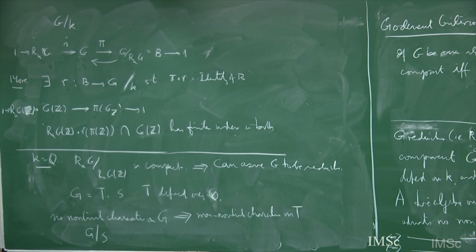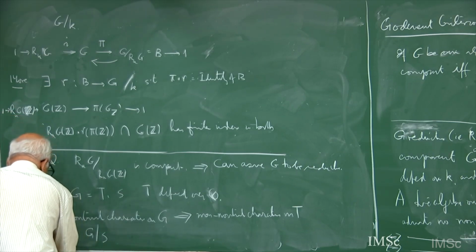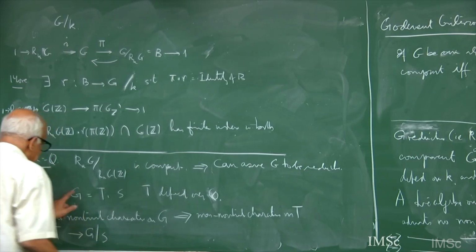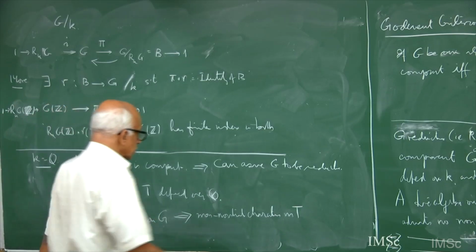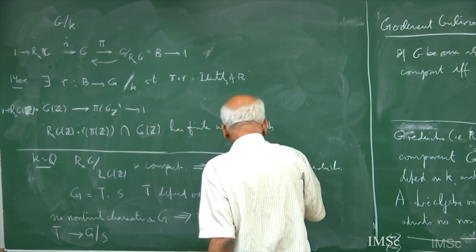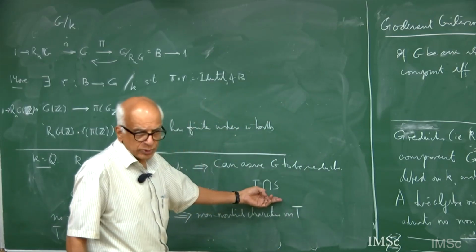I look at G by S. This is the quotient of T. T is contained in G. I have a natural map G to S, and I must also point out that T intersection S is a closed subgroup, a Lie subgroup.